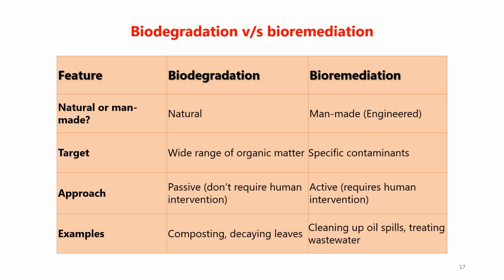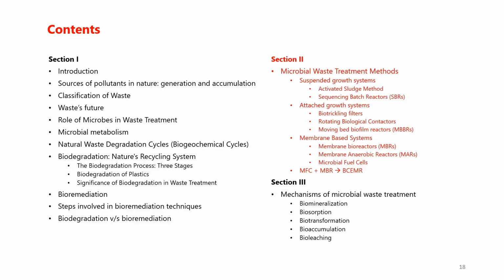Some examples of biodegradation, which is a natural process, are composting and decaying leaves. The leaves fall from the tree, we do not touch them, they stay there for long and get decayed on their own over time. Some examples of bioremediation, which is a man-made, active process involving human intervention, are cleaning up oil spills and treating wastewater which may be generated by industry or from city waste.